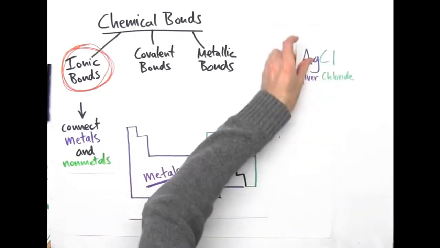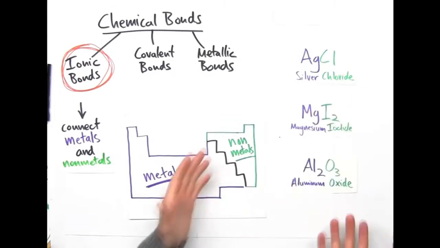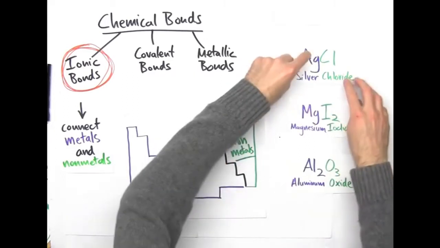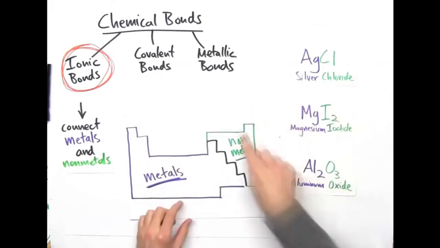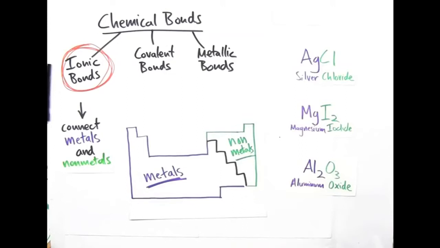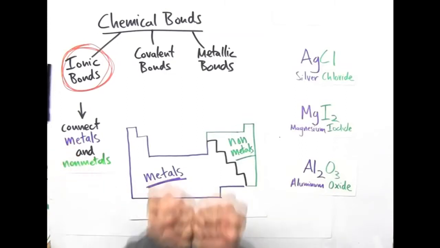So some examples are silver chloride, magnesium iodide, or aluminum oxide. Each one of these chemicals has a metal, this one, or this one from this side of the periodic table, with a non-metal, this one, or this one from this side. So there are ionic bonds in all of these because there are metals and non-metals connected together.